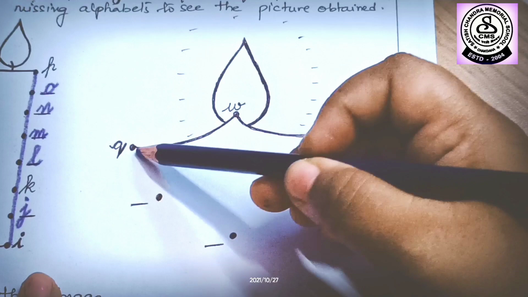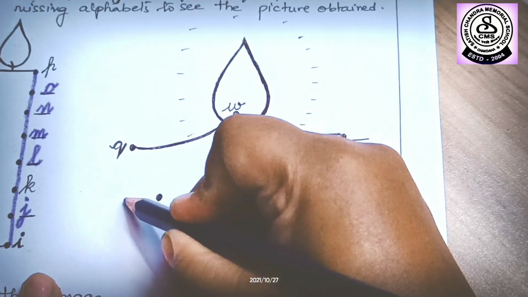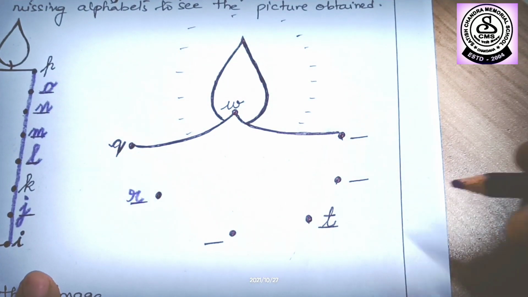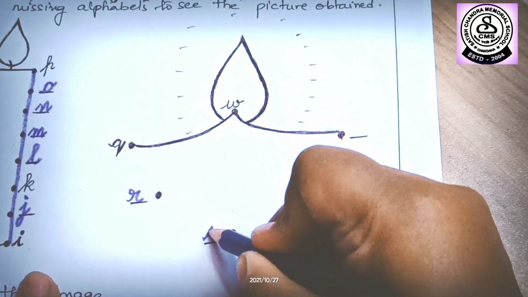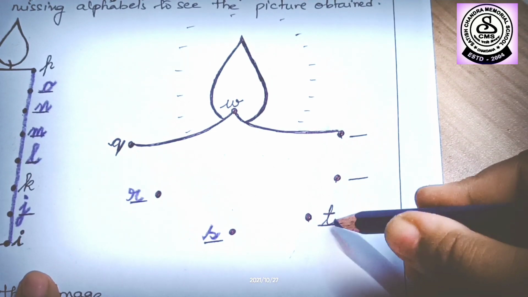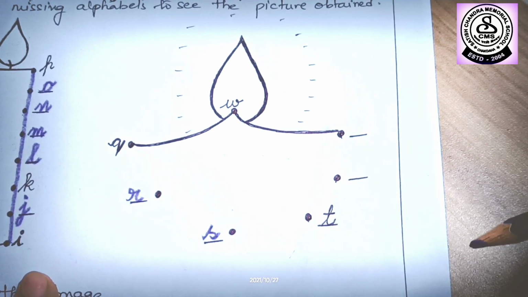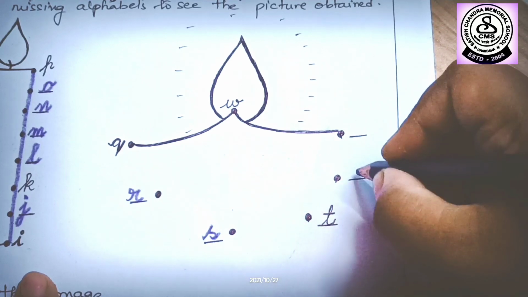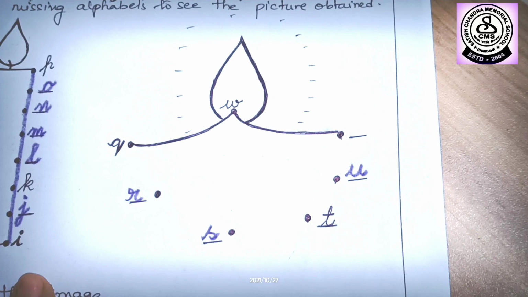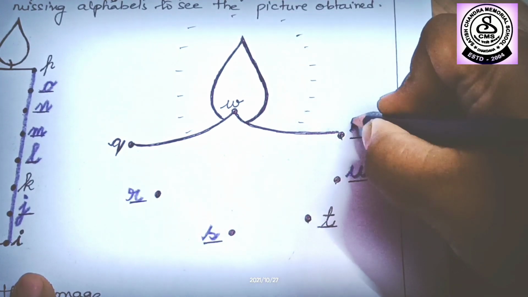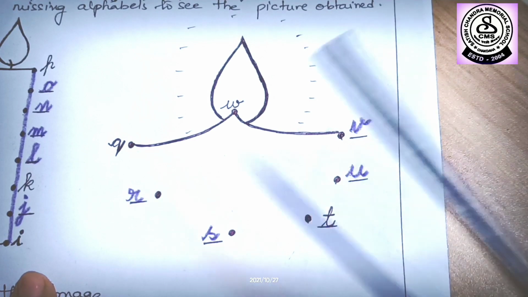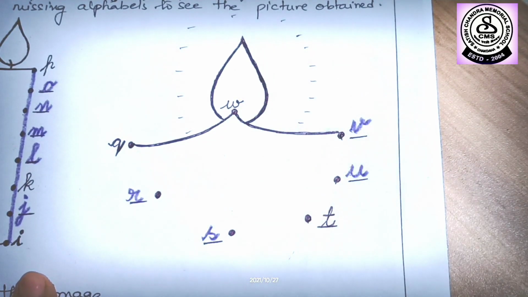Q. What comes after Q? R. What comes after R? S. What comes after S? T. T is already written here. What comes after T? U. What comes after U? V. What comes after V? W is already written here.